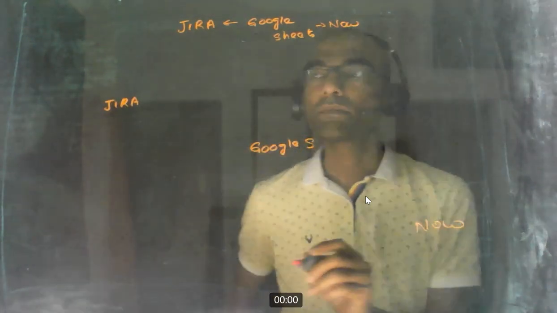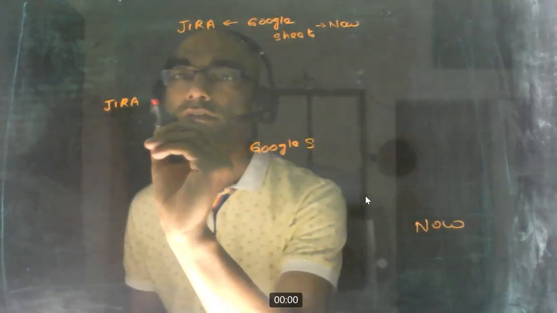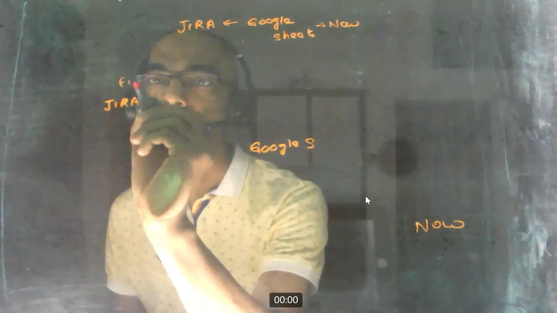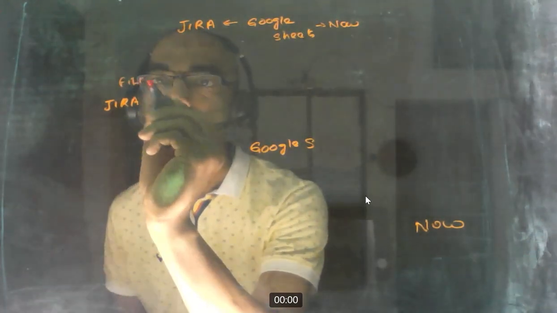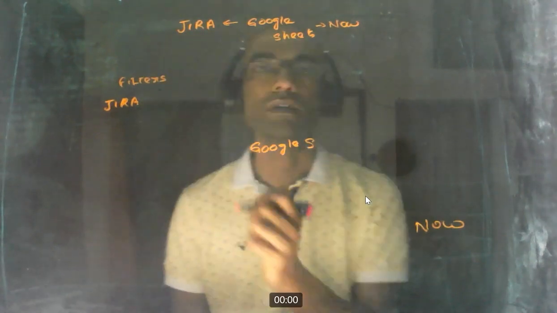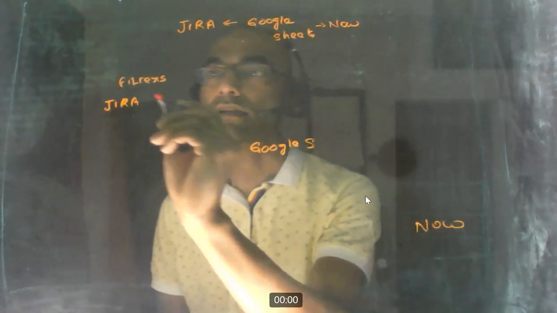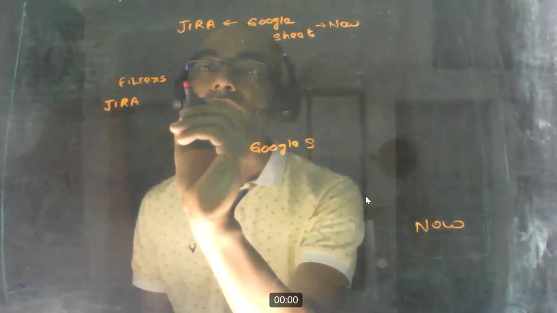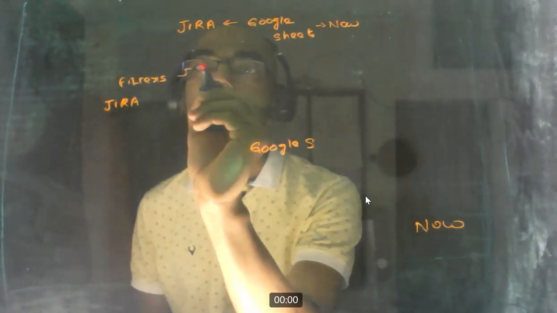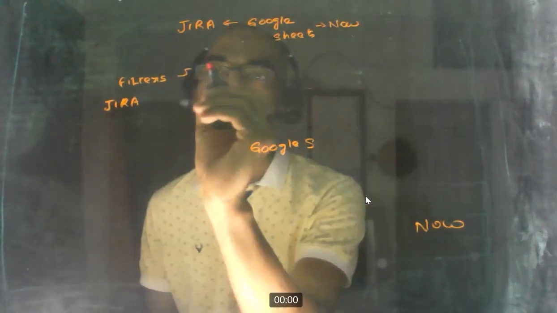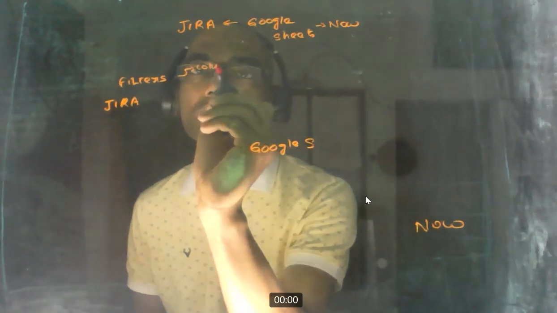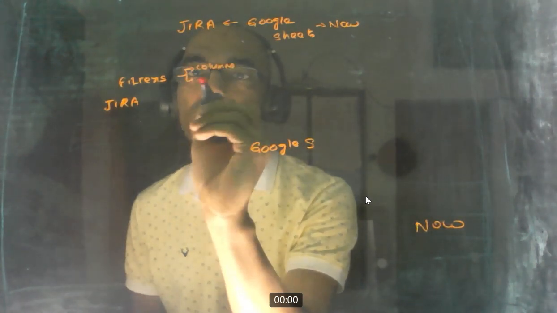Now, to do this setup, first we have to configure filters in Jira. Let's say you want to have all the tasks for a given project, then that filter you set up in Jira. And you also will add columns that are required. So the two things you do, first is you add columns, and then you add the required filter conditions.